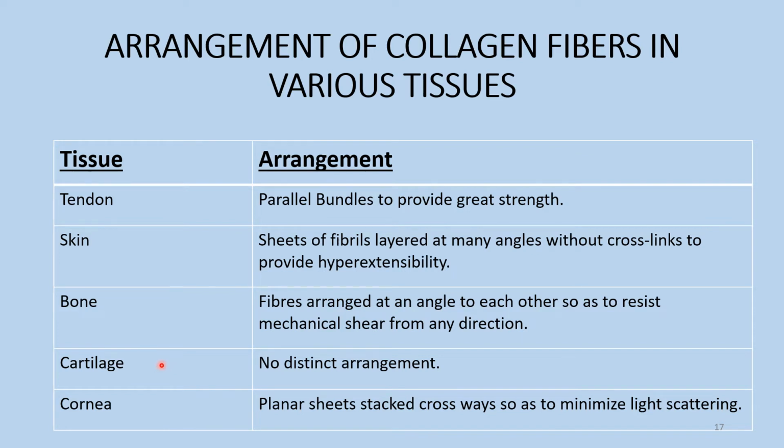Cartilages have no distinct arrangement, while in the cornea, the planar sheets are stacked crossways so as to minimize light scattering. In daylight, there could be scattering, which is prevented when light passes through the cornea because of the presence of the planar sheets stacked crossways.